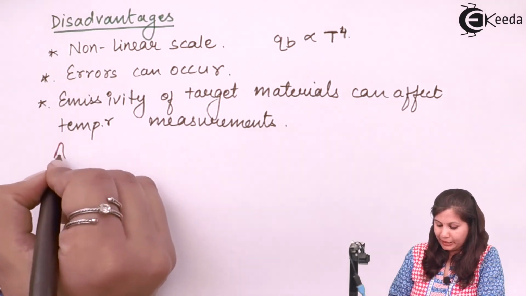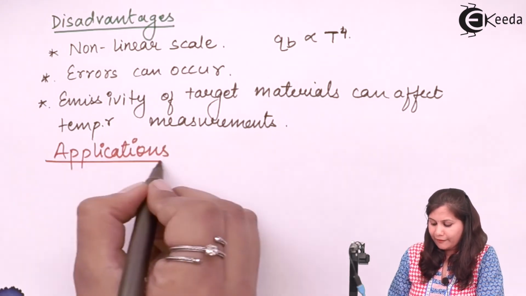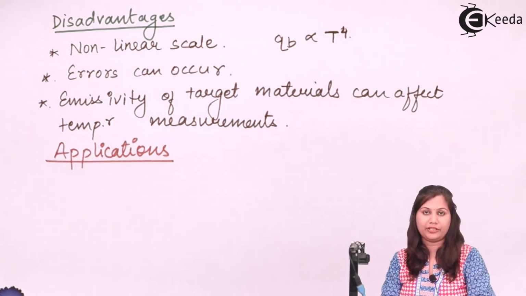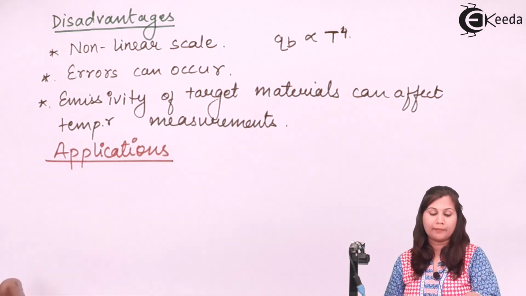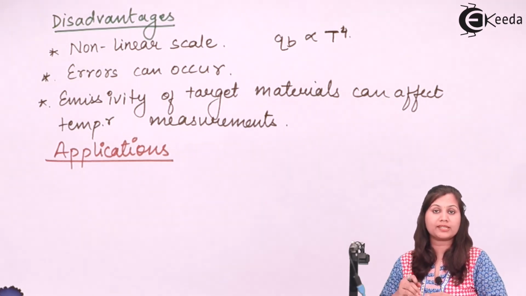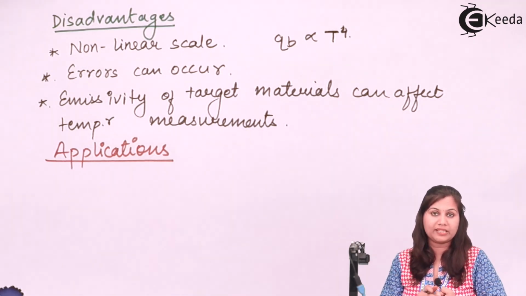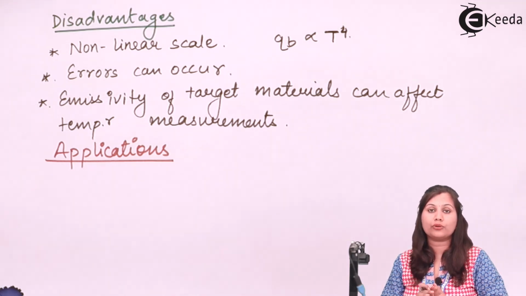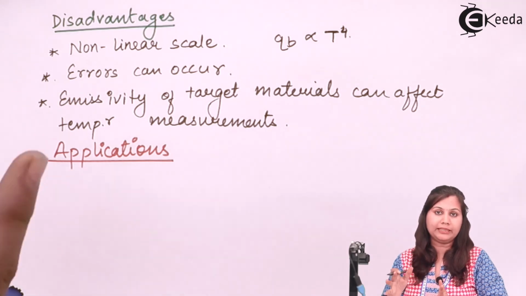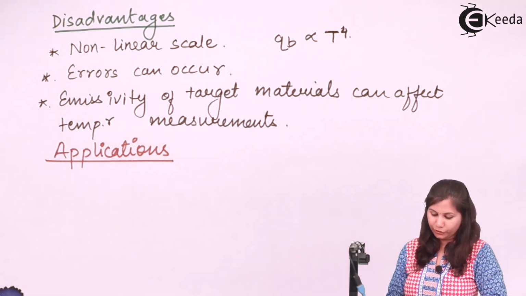Now we come to its applications. We have already seen some of the applications of radiation pyrometer, that it is used for the measurement of very high temperatures. It is used for the measurement of temperature range which is above the range of the thermocouples. Also for the corrosive liquids and hot and boiling vapors and liquids, radiation pyrometers can be used. Also for those objects which are very rapidly moving, radiation pyrometers are used.